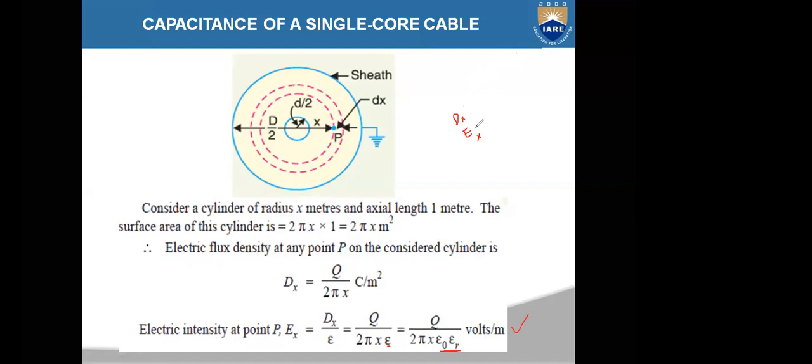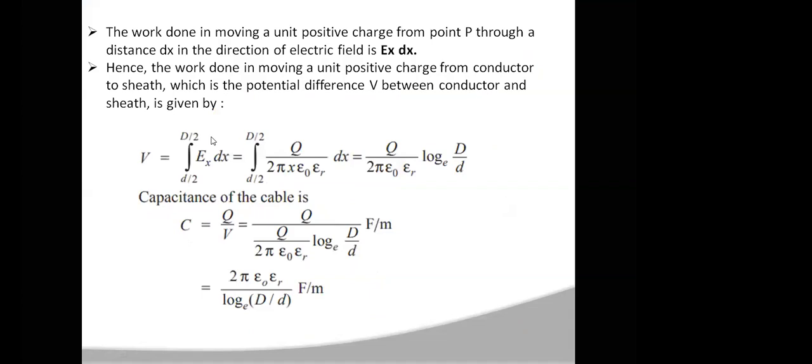Now if you know the electric field intensity E, then you can calculate V. V is the voltage, and this value is equal to the integral of E dx. You know this formula from your electromagnetic field theory, right? Now you have to calculate this voltage, or potential difference. The definition of voltage is the work done to move a unit positive charge from one place to another place.